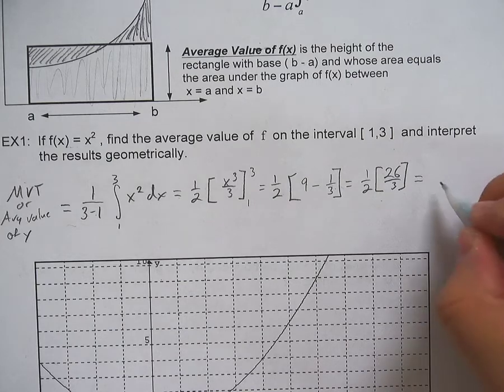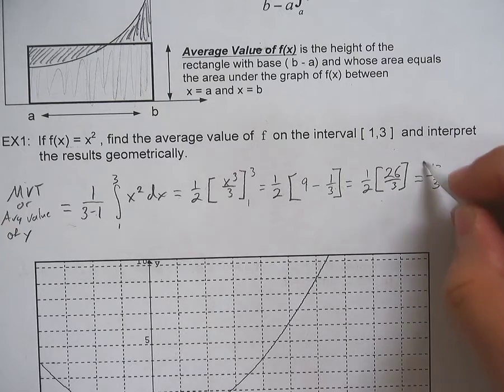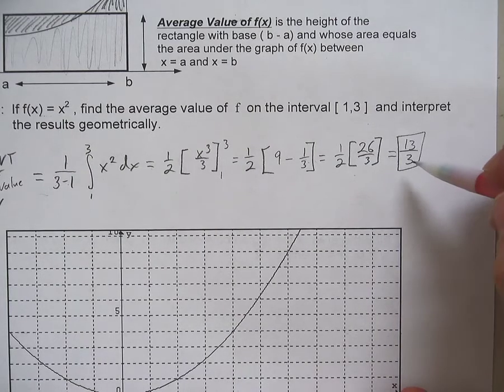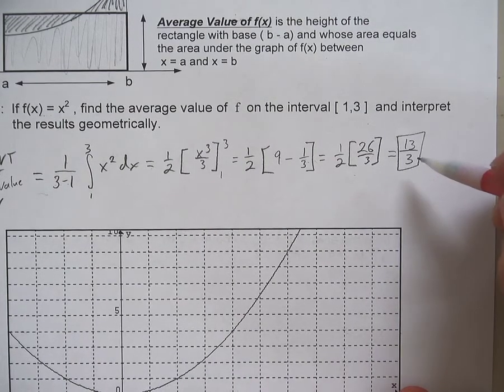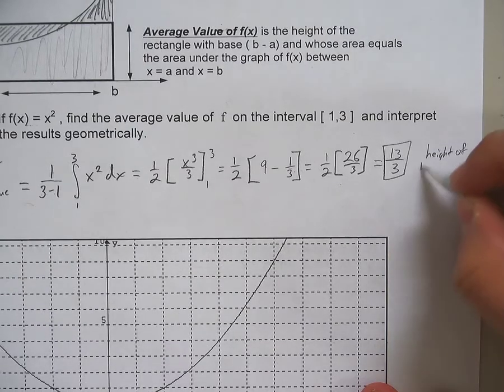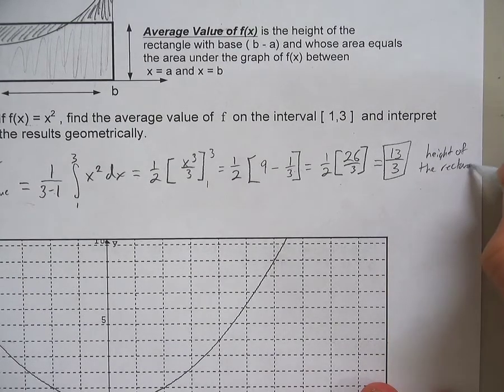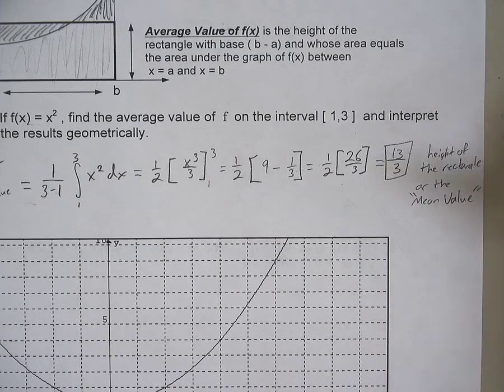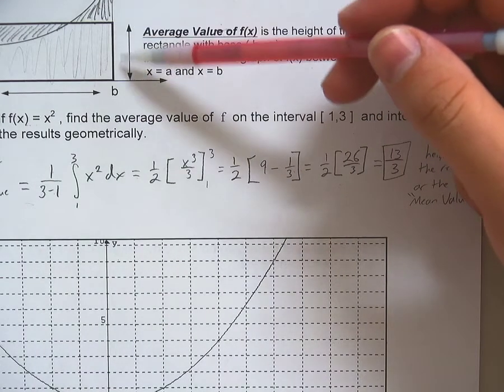So that's going to be 13 over 3. Now what this means is that 13 over 3 is the height of our rectangle, or the mean value, right? This is the height of the rectangle, also known as the mean value. When they say the rectangle, they're talking about this value right here.